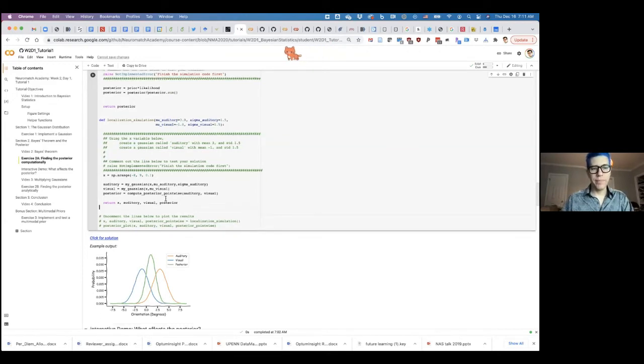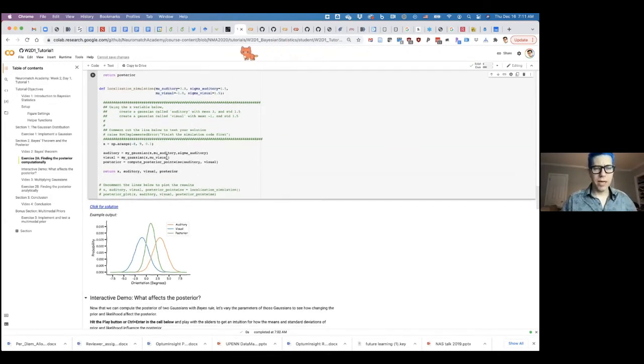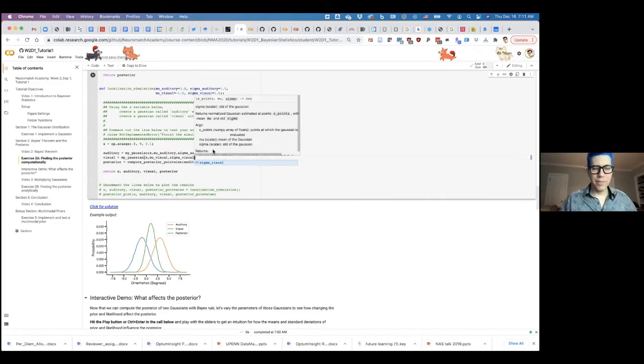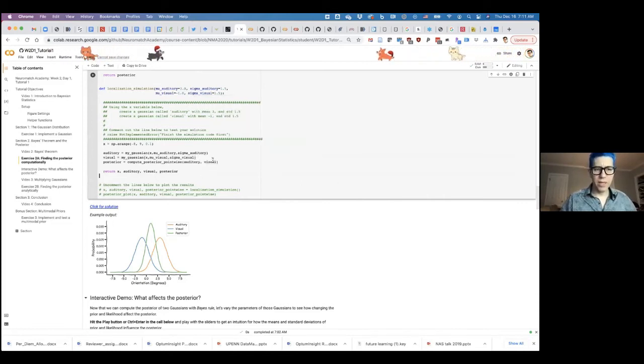Now let's see here. X, mu visual, comma, sigma. Okay. Now the posterior is computed pointwise. I'm not sure if it needs normalization or if it's already normalized. So let's see if this runs. Run Excel.